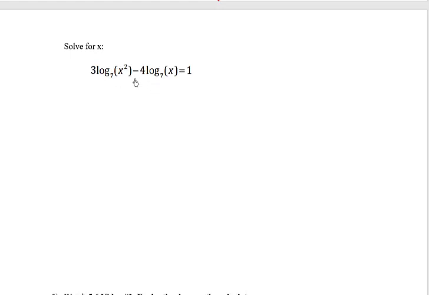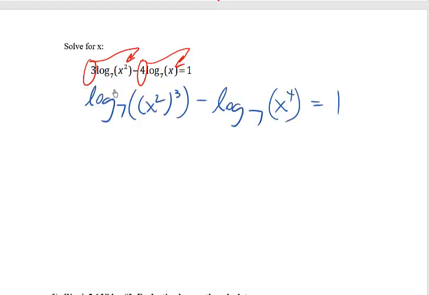I can see that subtraction problem in the middle. That reminds me of that quotient rule of logs, but I can't use that yet because the coefficients are in my way. And our trick today for getting rid of these coefficients is to use that power rule backwards. It looks like I'll have to do it twice in this particular problem. So let's use that rule.